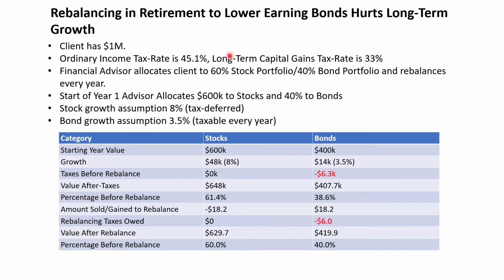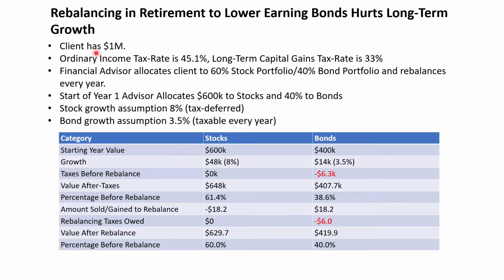So we're going to look at a financial advisor with a client who has $1 million. They want a 60% stock portfolio and a 40% bond portfolio allocation. If the stock portfolio grows too fast, what they're going to have to do is sell some of the stock portfolio and invest in lower earning bonds. Before we get into the math, you can imagine how selling a good performing asset to invest in a lower yielding, more taxable asset is going to hurt clients over the long run. We'll take a look at that in this example.